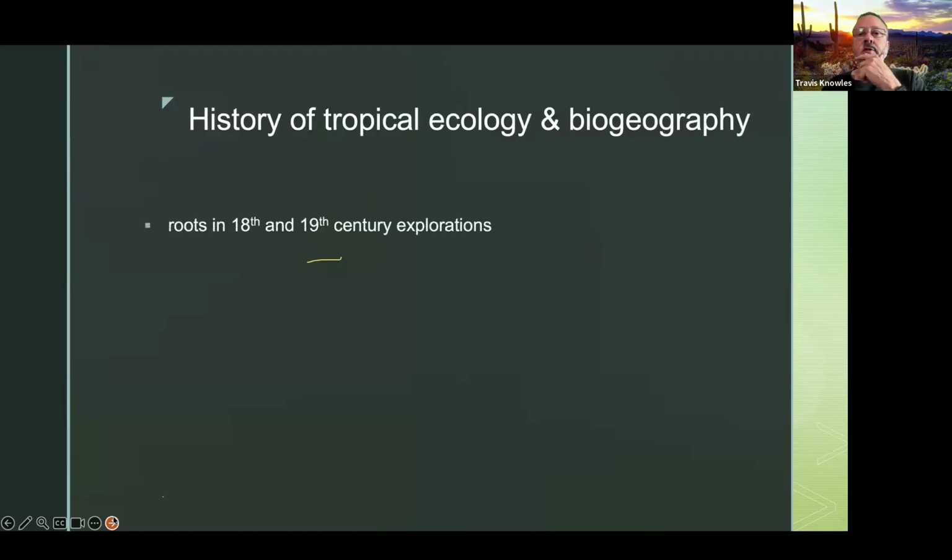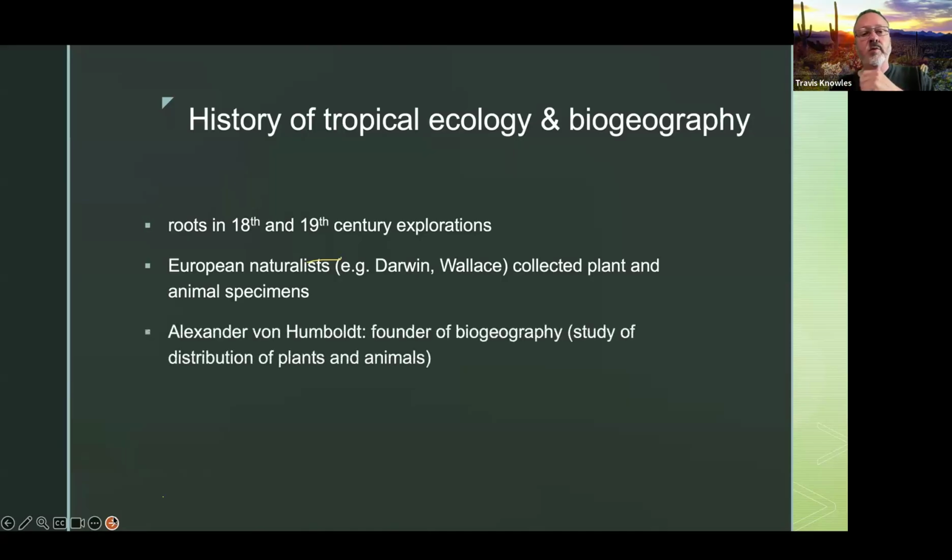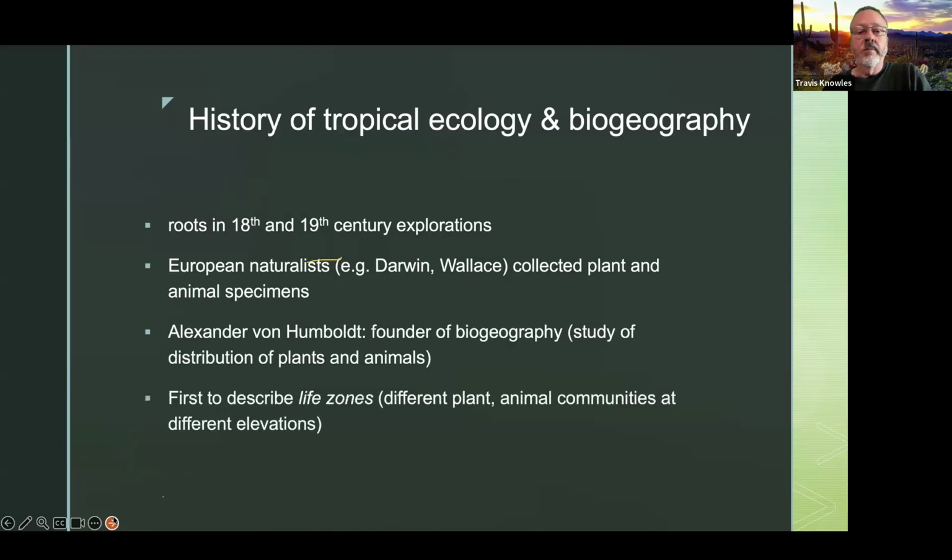So, just a brief history of tropical ecology and biogeography. As we've seen, it goes back to the 18th and 19th century explorers, some of whom we will retrace some of their footsteps in South America. These were European naturalists that came out of the so-called age of exploration and the expansion of scientific knowledge, like Darwin and Wallace, that collected animal and plant specimens from around the world. And Humboldt, although he was younger, inspired people like Darwin and Wallace. Humboldt was the sort of founder of biogeography, this study that we're talking about.